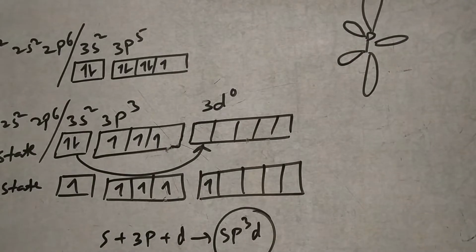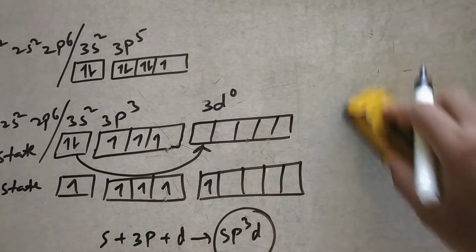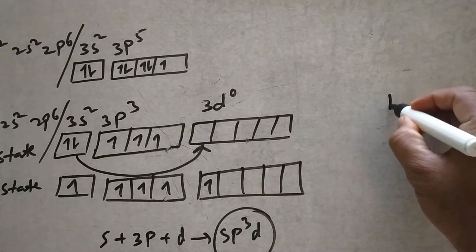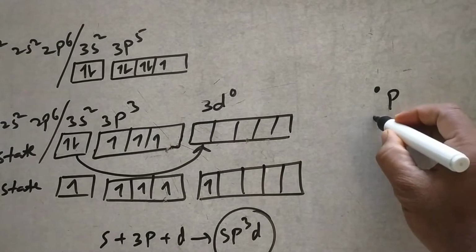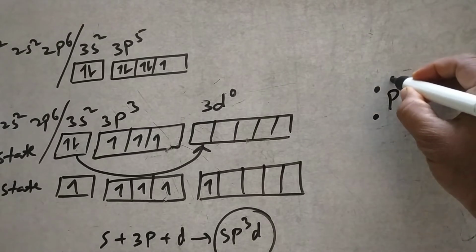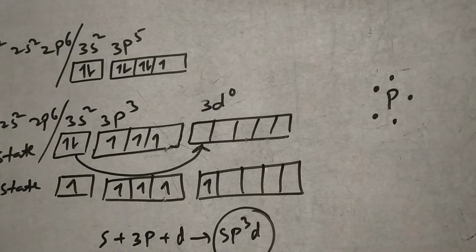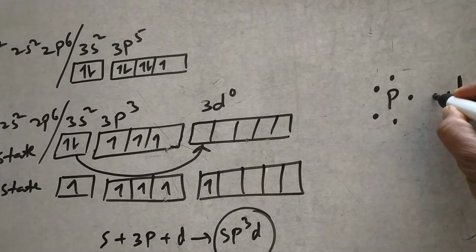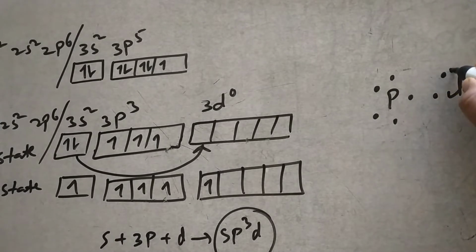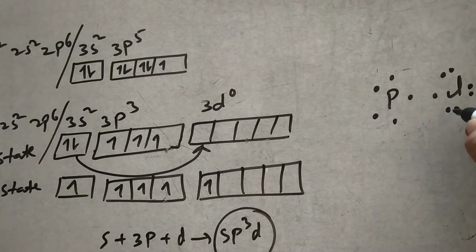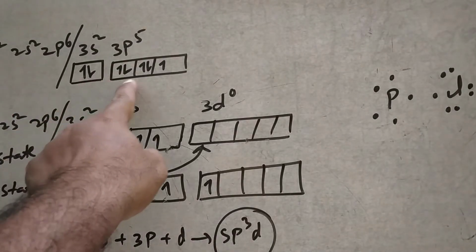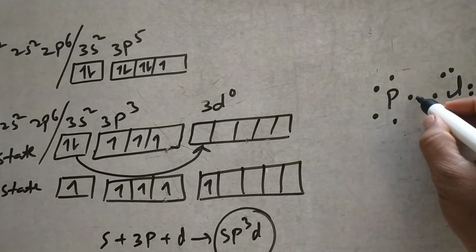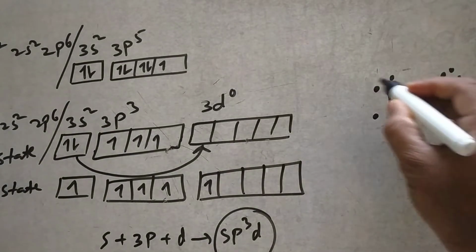Similarly, here I would like to draw in the form of Lewis structure. So here it contains in total 5 unpaired electrons. So you have to put 5 dots like this: 1, 2, 3, 4, 5. Then 1 chlorine contains 1 unpaired electron and 3 pairs of electrons. So like this, 3 pairs of electrons and 1 unpaired electron. With this unpaired electron, overlapping takes place.